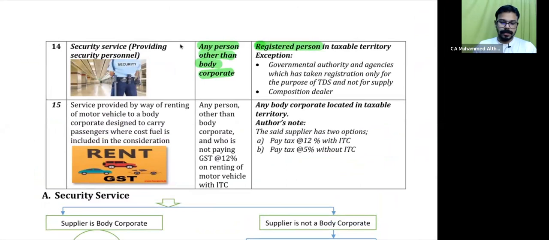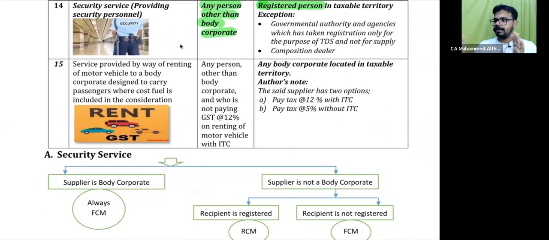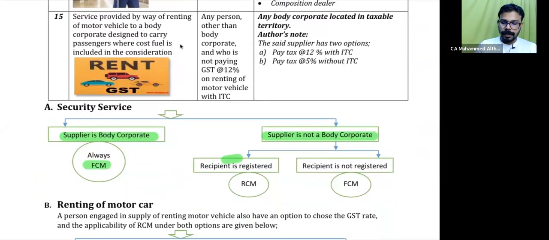Recipient shall be a registered person. If any of these two combinations breaks, then it will be FCM. Say, for example, if the supplier is a body corporate, it is always FCM. And if the supplier is not a body corporate and the recipient is registered, then RCM. If not registered, FCM. So this is how you have to learn security services.